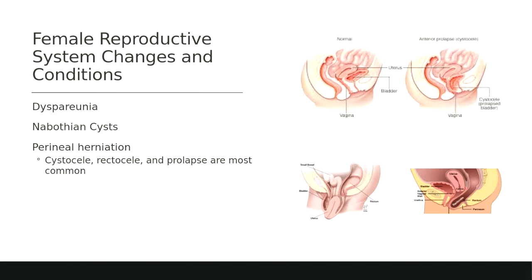So here is an image of a normal reproductive system: the urine, the bladder, the uterus, the vagina. And you can see here in the case of a cystocele, the bladder sort of prolapses into the vaginal canal, or into it, but it sort of blocks it. And then the same here with the rectocele, you have sort of a prolapse of the rectum.